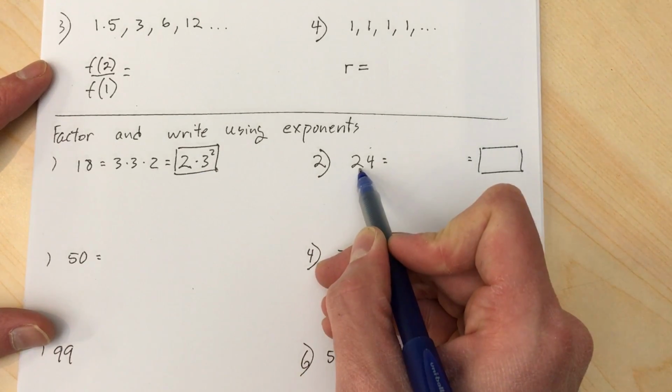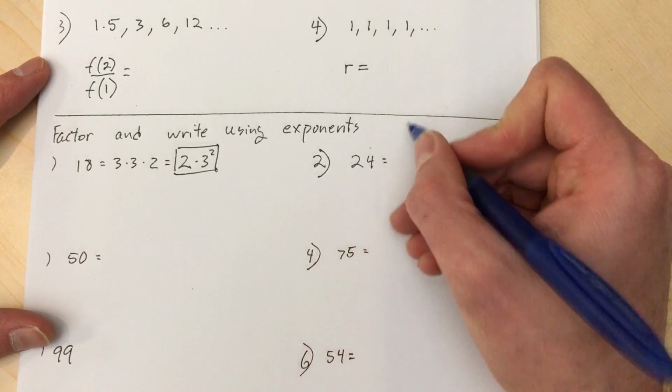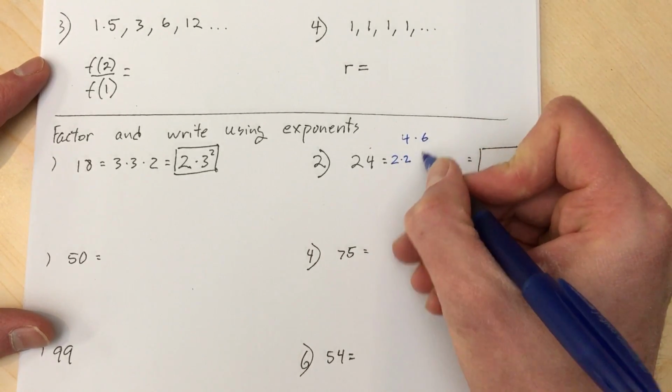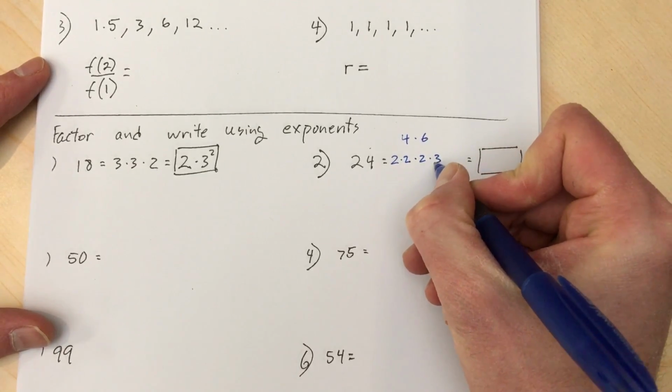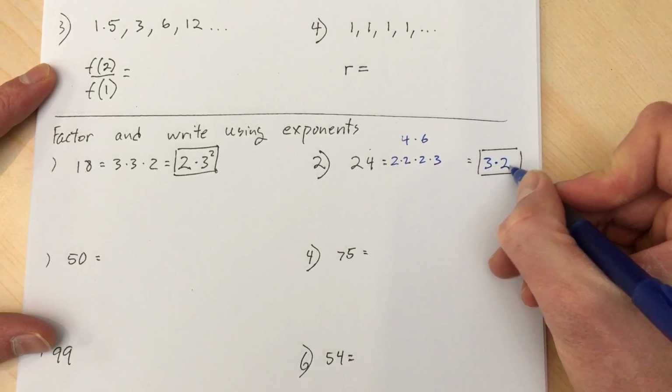Our second one, just to show you the whole process through: 24 is 4 times 6, but 4 is 2 times 2, and then 6 is 2 times 3. So we're going to say 3 times 2 to the third.